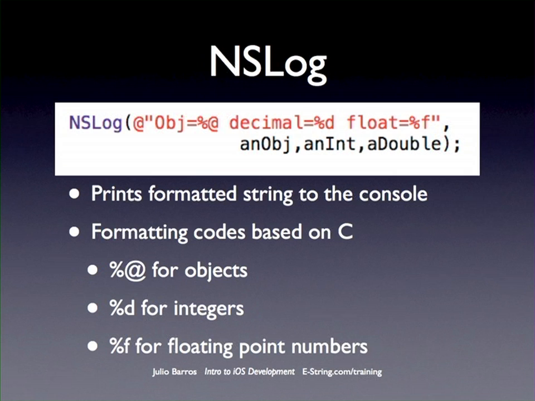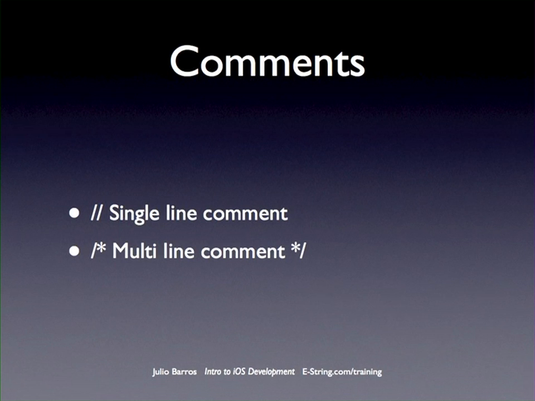The formatting codes in the string are similar to C's printf, and %@ is used to insert an object using the object's description method. You can tell the compiler to ignore parts of your file by commenting it out. Single lines can be commented with //. Multiple lines can be commented out by enclosing them between a /* and a */.